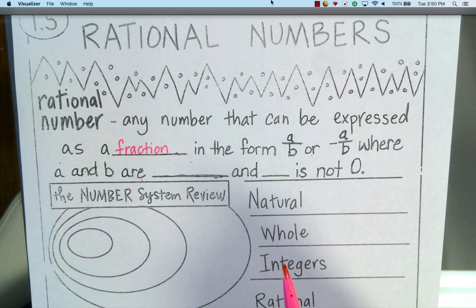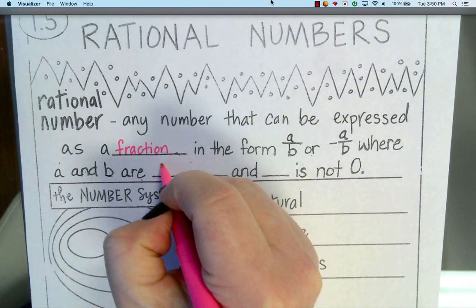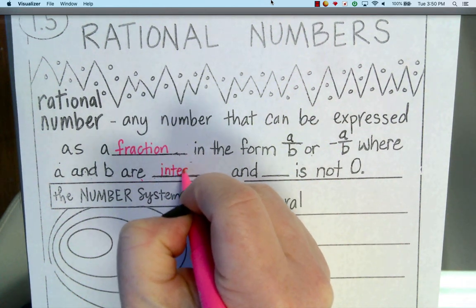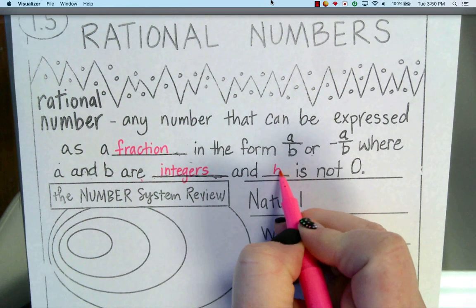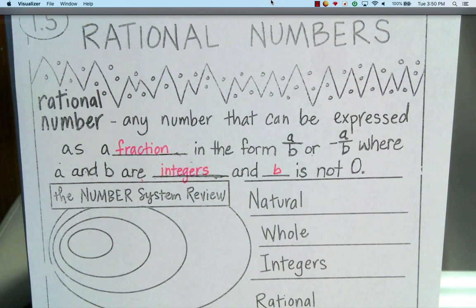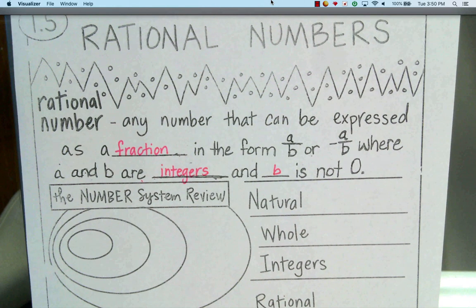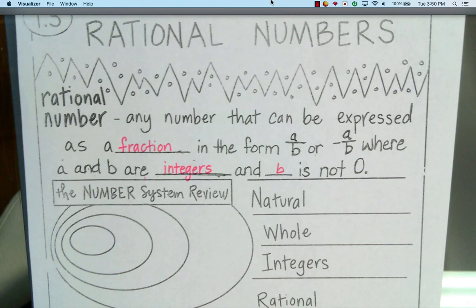a and b are integers. Okay, and b is not 0. 0 can never be a denominator. If you want to do something fun, ask Siri, what is 0 divided by 0? And you'll get a funny little answer there.